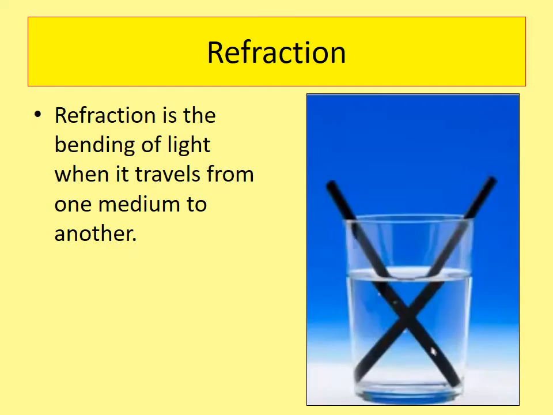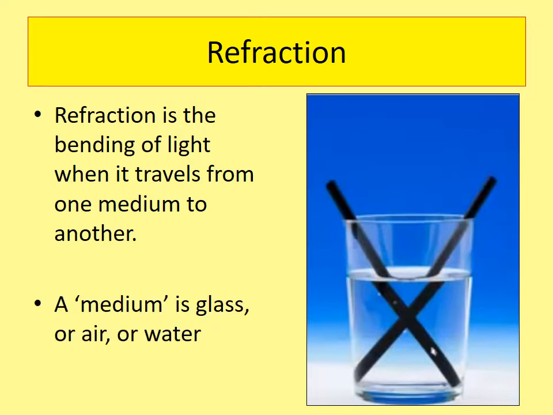So what is refraction? Going back to our previous lessons, simply refraction is the bending of light when it travels from one medium to another. You can see in this particular glass, you have the straw. Essentially, the straw looks like it's split in half. That is due to the bending of the light as it enters from the less dense air into the denser water. A medium is either glass, air, or water, possibly plastic. It's just how the light is traveling through. It could even be a vacuum for light.